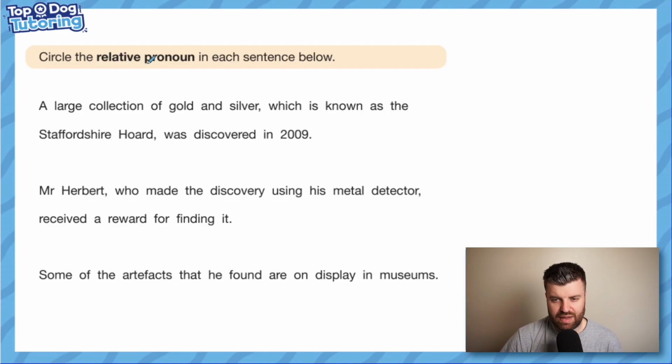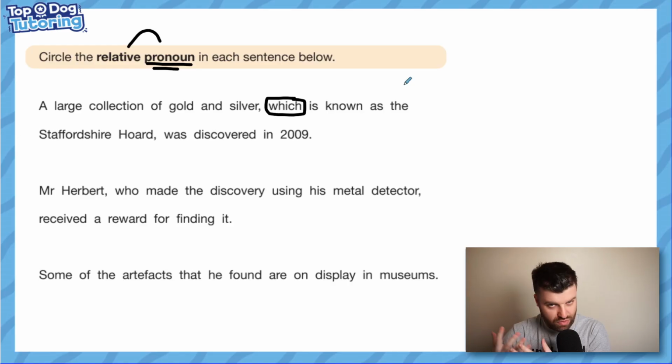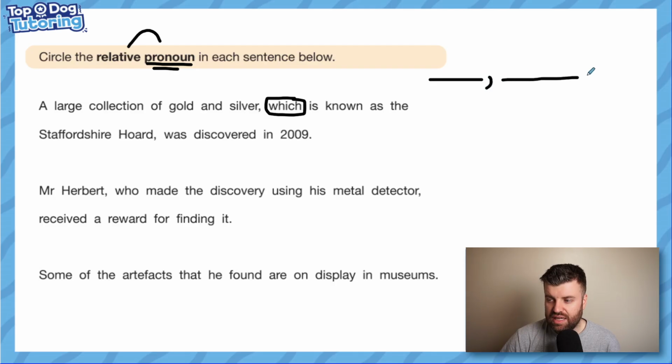What's a relative pronoun? Well, I've already told you about a pronoun. What does a relative pronoun do? Well, I'm going to start off by telling you the first sentence. A large collection of gold and silver, which is known as the Staffordshire Hoard, was discovered in 2009. In this sentence, which is the relative pronoun. Now, if you've done this practicing with your writing, perhaps, and how to put relative pronouns in your writing, you'll notice relative pronouns often go in the middle of parentheses like this, and they start it off.